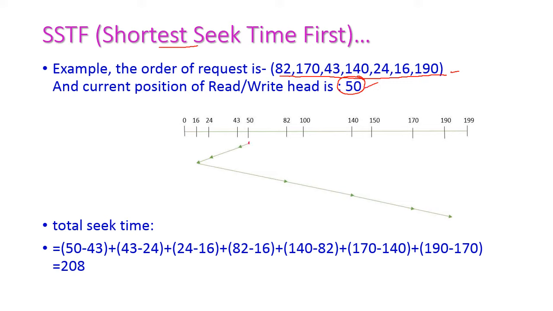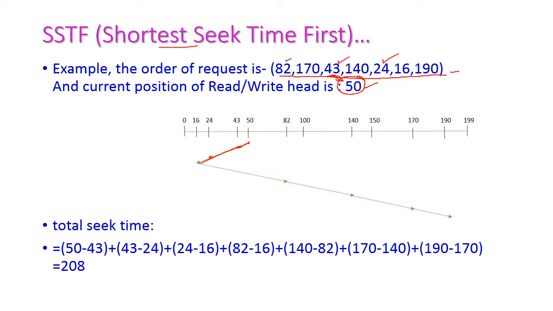So from 50 we need to identify which is the shortest seek time. See, nearby 50 we have 43 and 82, on this side 82, here 43. So when comparing these two, 43 is the shortest distance, isn't it? So the controller will select 43. From 43, of course, 24 is the shortest one. So 24 will be selected next for execution.